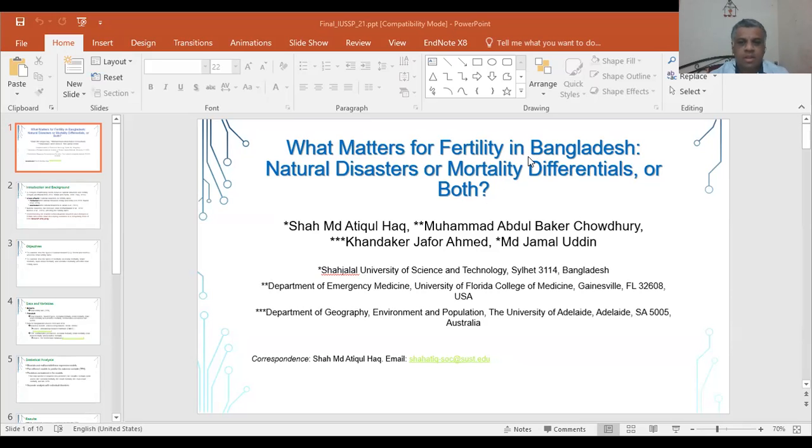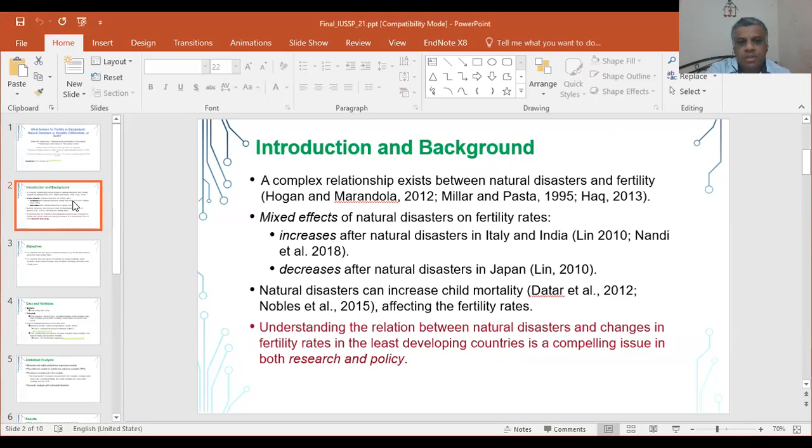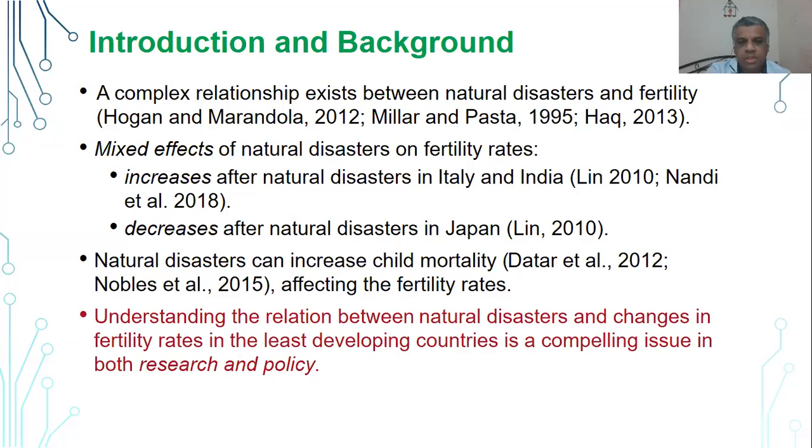I am going to talk about what matters for fertility in Bangladesh: natural disasters or mortality differentials or both. You can see in the introduction and background section, there are many thinkers. They already mentioned that there is a complex relationship between natural disasters and fertility. You cannot explain it very simply.